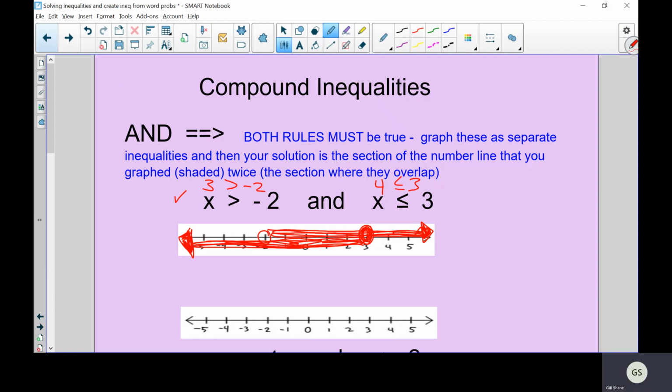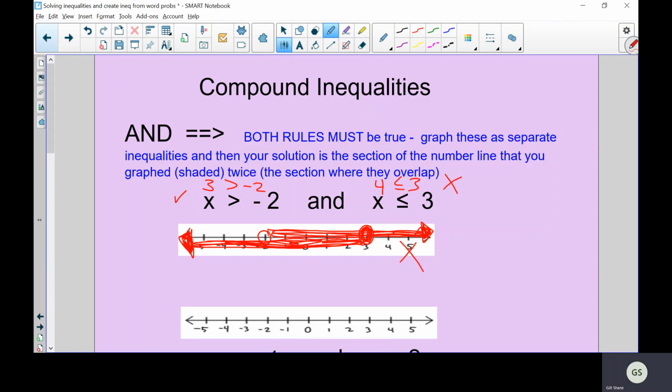Well, if it doesn't work for both, it is not part of our solution. So our final graph will not include that section of the graph. Oh, and if you didn't notice, there's kind of 3 sections. There's a section to the left of this circle, to the right of that circle, and then in between the 2 circles. You're always going to have 3 sections on any compound inequality we do.